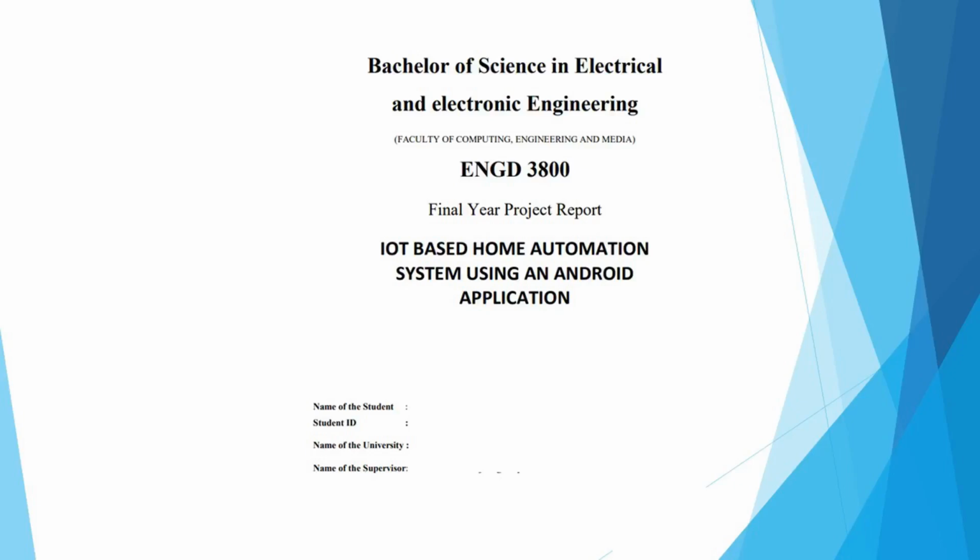So see, you have to include your batch. So here it's written Bachelor of Science in Electrical and Electronic Engineering. Then your faculty, then you can put your module number or the module code. Then you have to write your project title, then your student name, student ID, university name, and the supervisor's name. Make sure you check the spelling of the name of the supervisor before submitting.